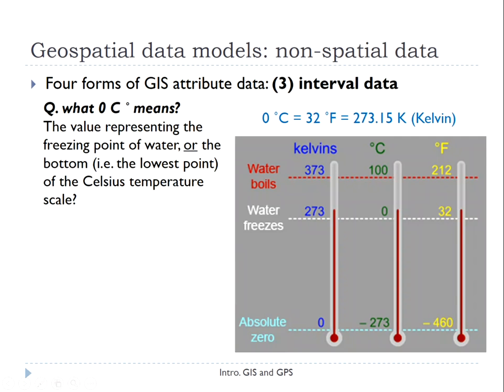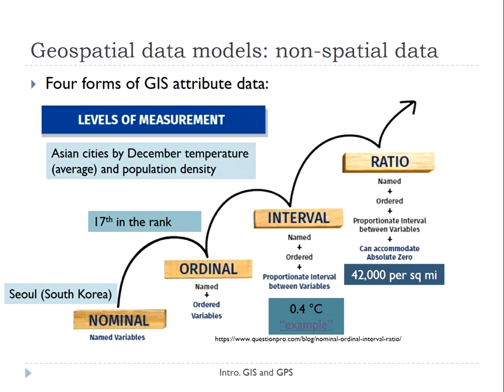Let's look at the example. For instance, 0 in Celsius is neither the absolute bottom of the scale nor the same 0 as in Fahrenheit. As a matter of fact, 0 degrees Celsius is 32 degrees Fahrenheit and 273 degrees Kelvin. So 0 is a relative, arbitrary point on the scale in interval data. However, for ratio data, 0 means 0. So $0 is no money. 0 years old means not yet 1 year old, but there's no negative years old. So the 0 is an absolute 0.